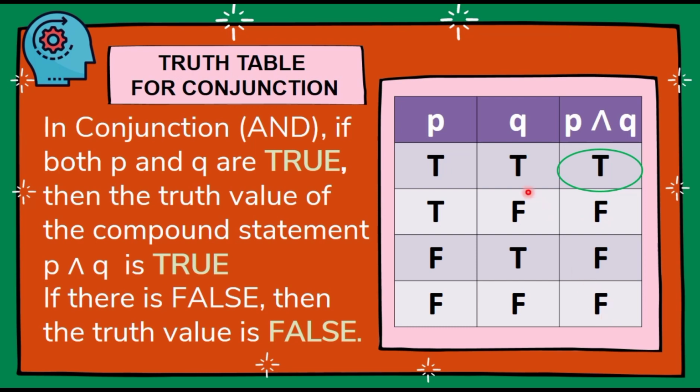So, let's see. True, true: it is true. True, false: we have a false, so automatically it is false. Next, false, true: we have a false, so the result is false. False, false: automatically, it's false. So, it is easy to determine the truth table for conjunction. It is true, false, false, false.